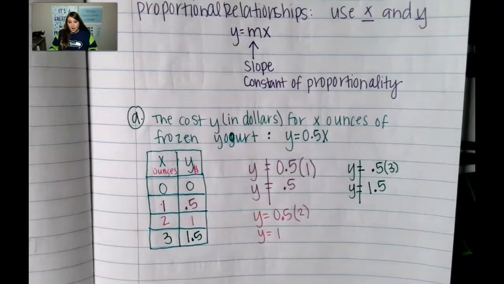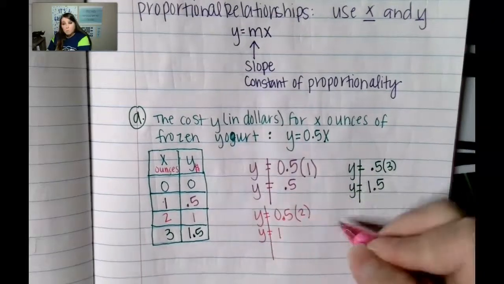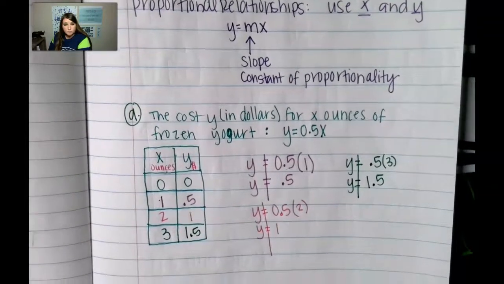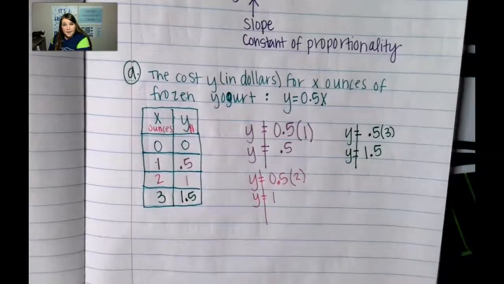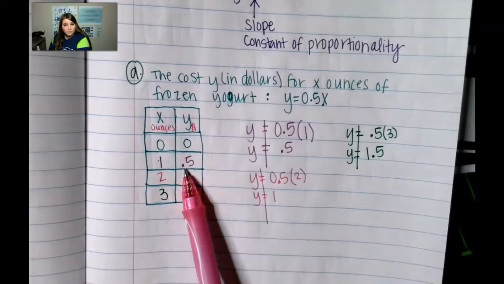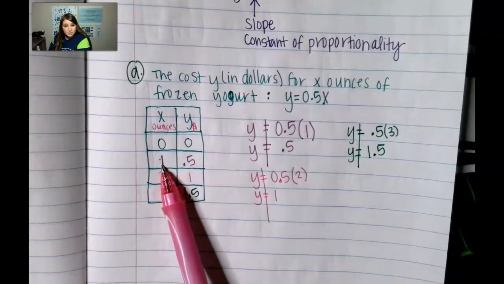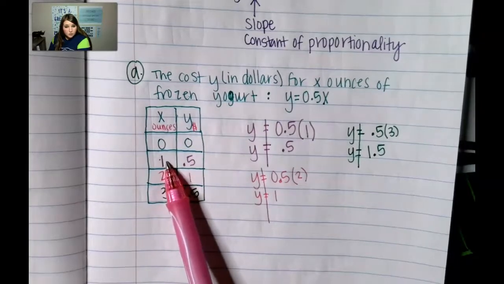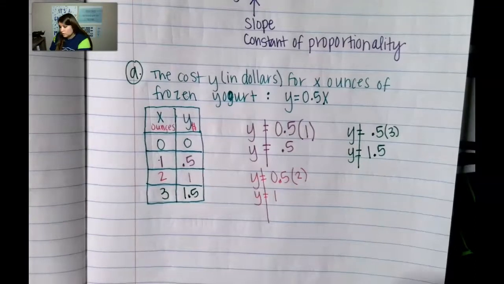So the cost is proportionate to how much I buy, or there is a relationship of how much frozen yogurt I buy. And that cost is 1 over 0.5. I'm sorry, 0.5 over 1. So the Y value over the X value. Okay, so let's turn these into ordered pairs.